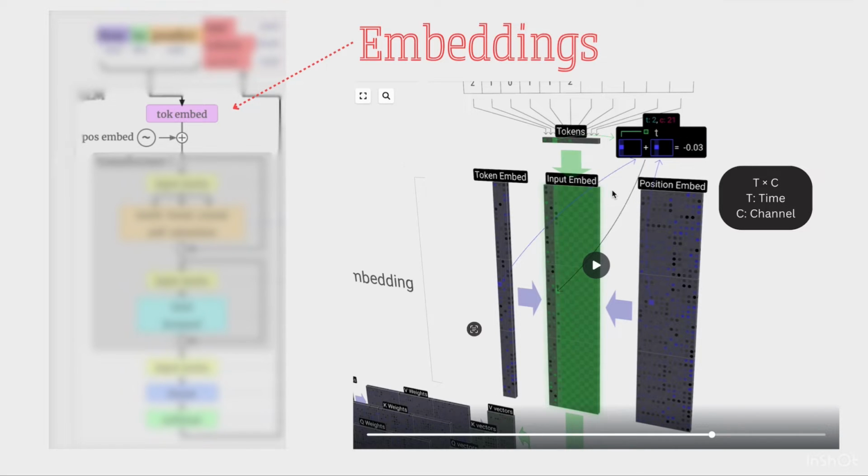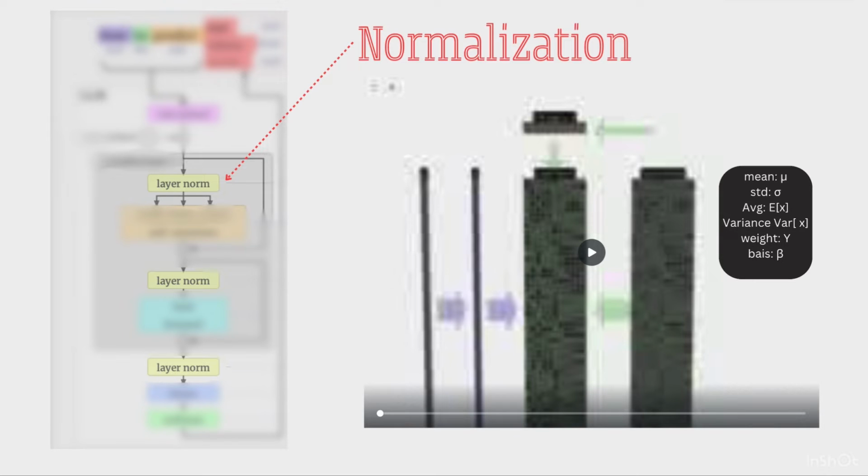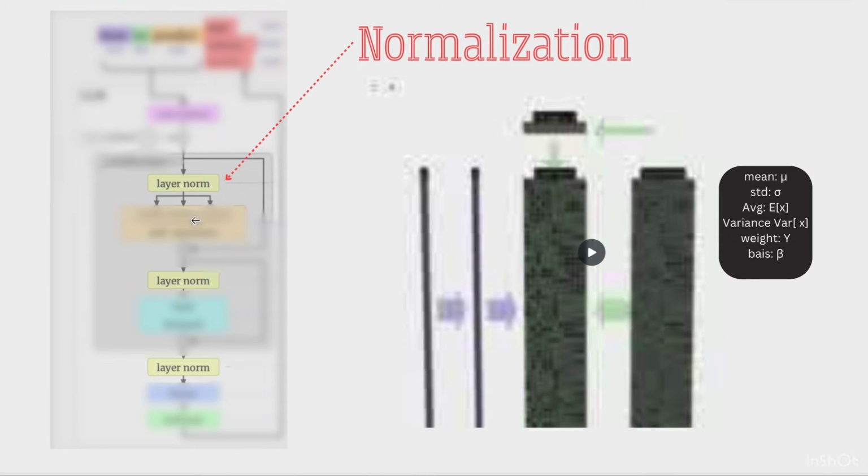The next layer in this process is the layer norm, and we have three here. So we have a layer norm, or a normalization step, for the attention.